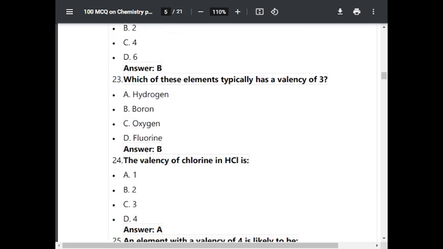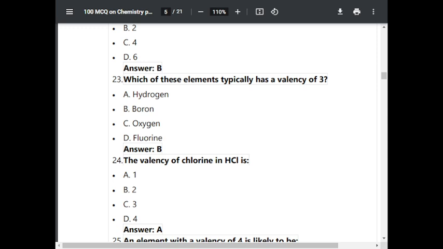Question number 23. Which of these elements typically has a valency of 3? Option A hydrogen, option B boron, option C oxygen, option D fluorine. The correct answer is B, boron. Boron has a valency of 3.